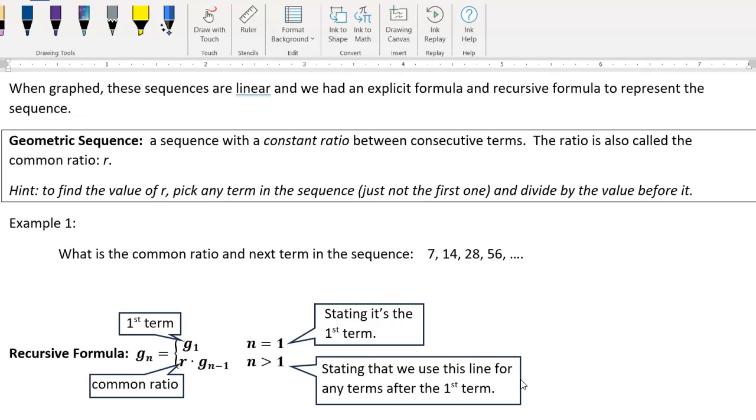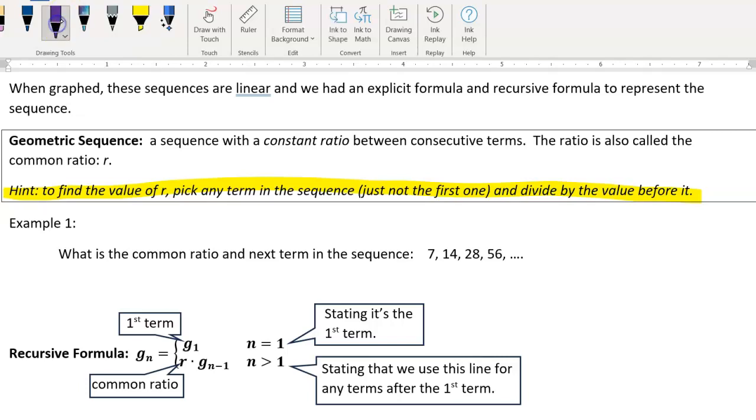So here's a little hint. To find the value of r, you're going to pick any term in the sequence, just not the first one, and divide by the value before it, and that'll give you the value of r. So for example, let's look at this one. Sometimes it's really easy to find that value r, but I'll just illustrate how to use that trick. Here we have 7, 14, 28, 56. That might be pretty simple to see that we're just multiplying by 2 each time. But if that wasn't as simple, we could pick that number 14, divide by the number before it, 7, and you'd get 2. Or if you wanted to pick 56 and divide by 28, you'd also get 2. So the common ratio here would be r equals 2.